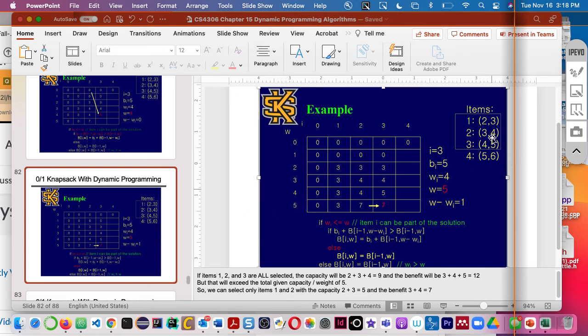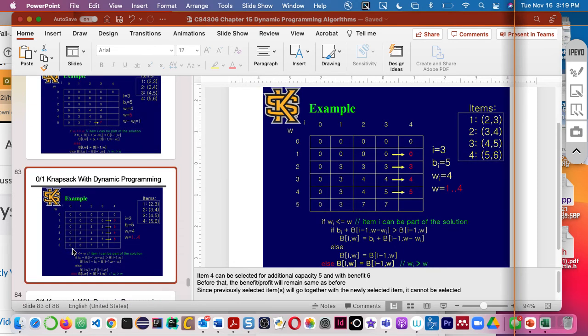So 5, and then you can reach 5 only with 2 plus 3. You take items 1 and 2, and that will give us a benefit of 3 plus 4, 7. This is the benefit 7. So this benefit is the previous benefit. We cannot select 3 items. Actually, it says it is coming from the previous value. That means at this point, you are not allowed to select the 3rd item. Okay, 2 more steps already.